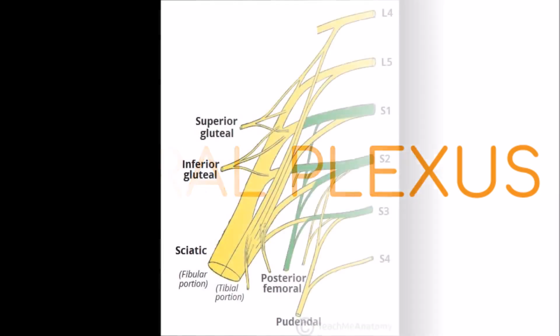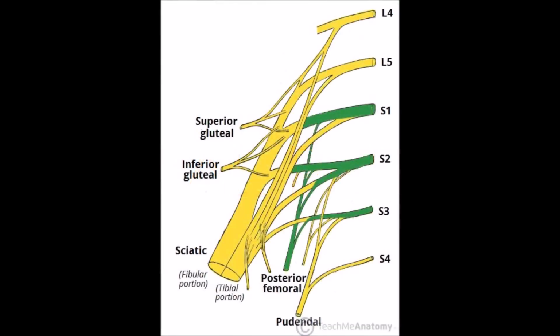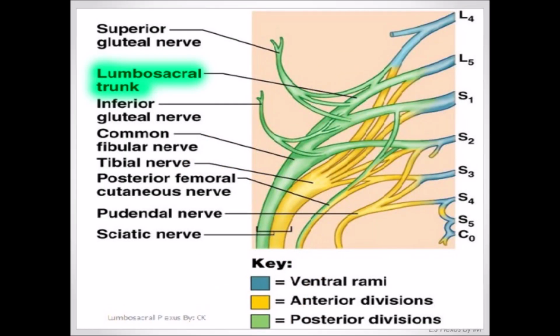The sacral plexus is formed by the nerve roots L4, L5, S1, S2, S3 and S4. Part of L4 and the anterior ramus of L5 combine to form the lumbosacral trunk. The lumbosacral trunk joins the upper four sacral nerves to form the sacral plexus.